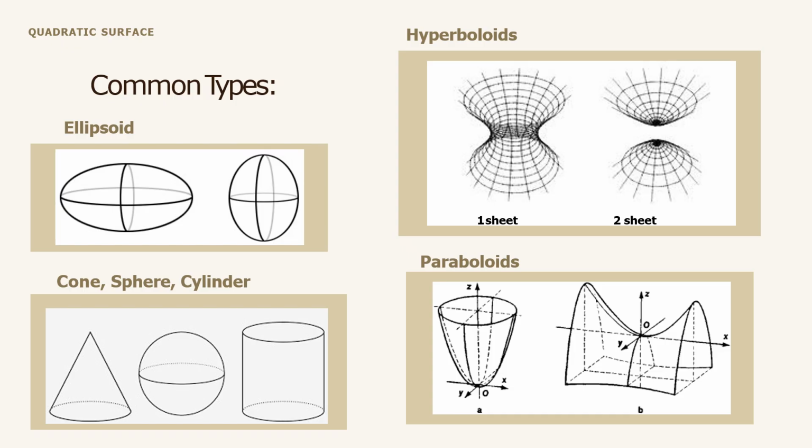Quadratic surfaces are three-dimensional surfaces represented by second degree polynomial equations involving x, y, and z. Many common geometric objects belong to this category. Examples include spheres, ellipsoids, cylinders, cones, paraboloids, and hyperboloids. These surfaces appear frequently in engineering, architecture, and also scientific visualization. Now, let's move on to the next one.